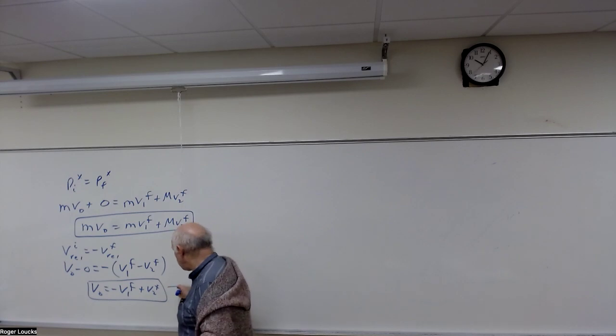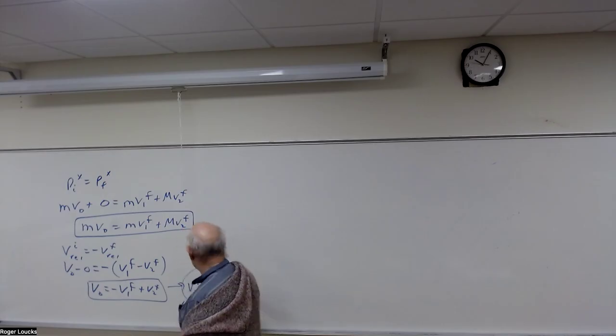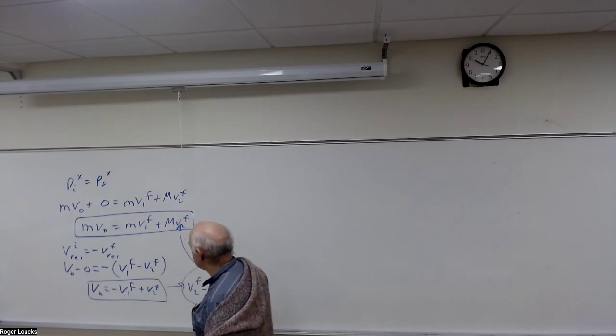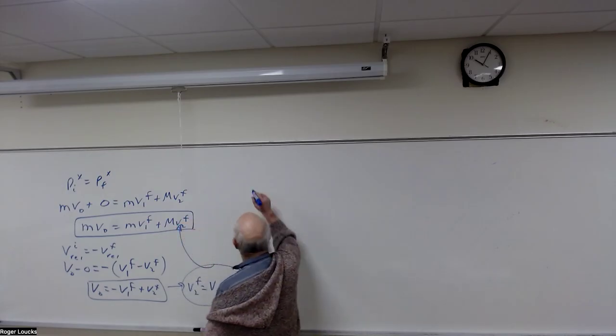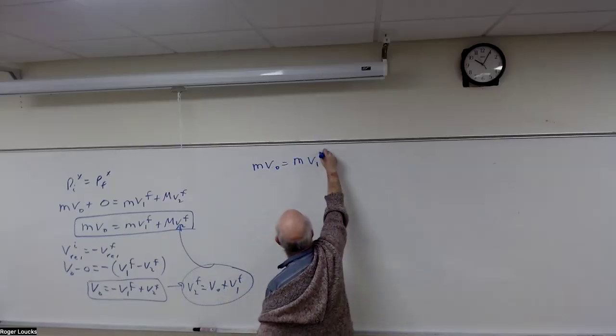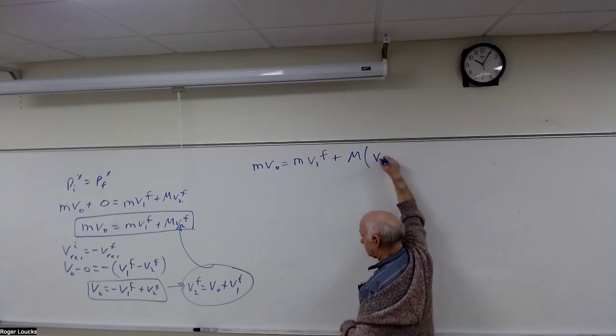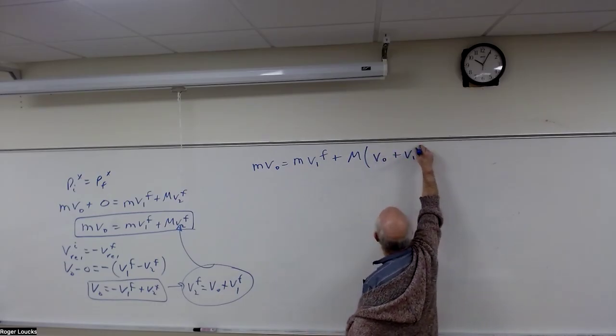So if I solve this one for V2 final, I get V2 final equals V naught plus V1 final. I'm going to take this right here and pop that right into here. So this gives me M V naught equals M V1 final plus big M quantity V naught plus V1 final.